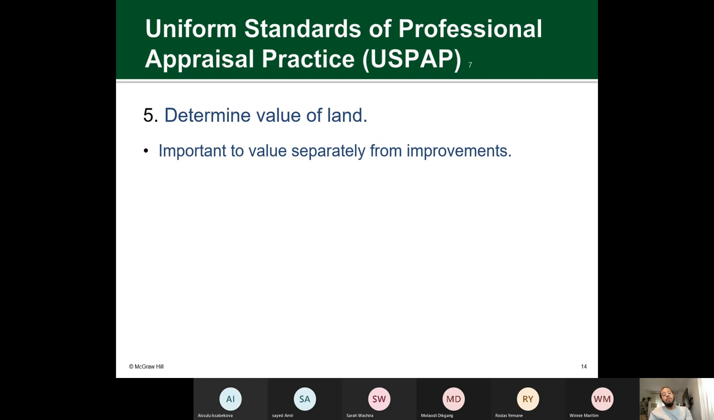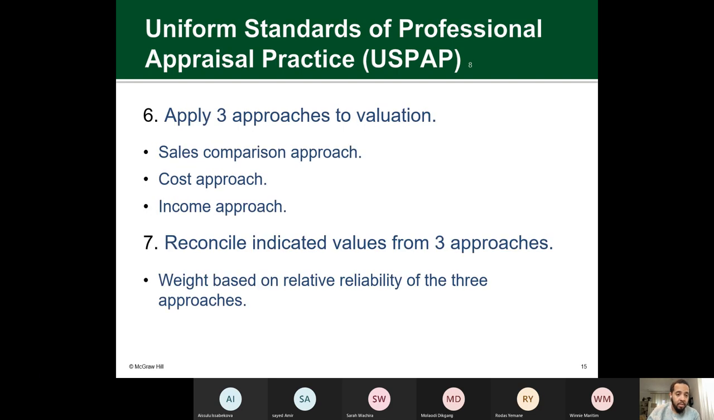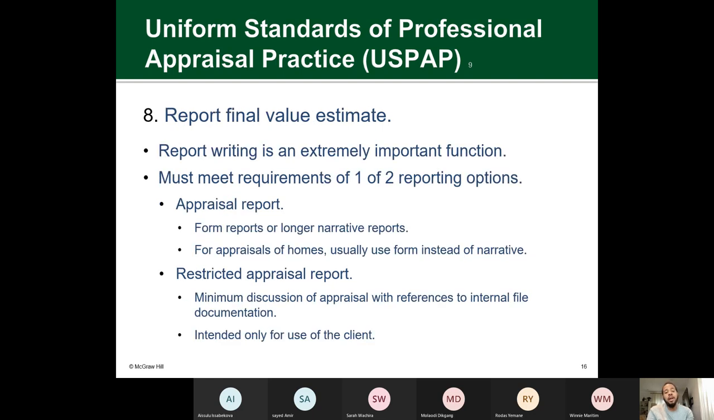So here you have land value and improvement value. So you have the land as if it would be completely vacant, how much it's worth, and then the improvements on top of that. Those two numbers combined give you your property tax basis for an investment. And then you apply three approaches: sales, cost, and income, and kind of get the average of those values. And then you give a final value estimate in writing.